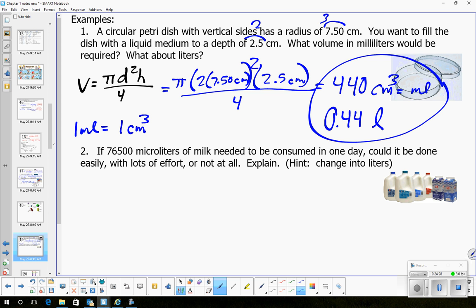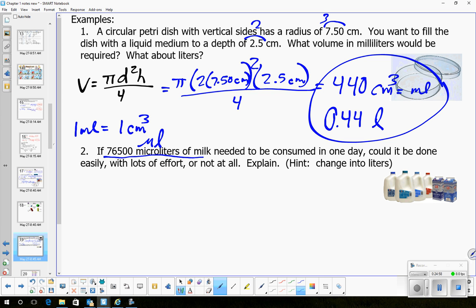We're going to see if we can consume this many microliters of milk in 1 day. Could it be done easily, with lots of effort, or not at all? So first thing I want to do is change it into liters, because I know what a 2-liter bottle looks like, right? I could probably consume a 2-liter bottle of something in 1 day. That's not too horrible. I'd be a little waterlogged, but I want to see what it is.